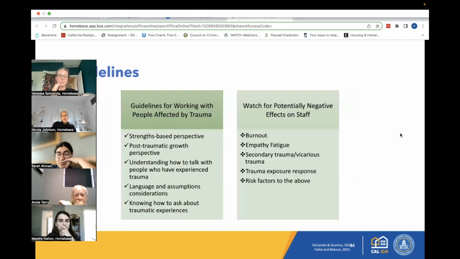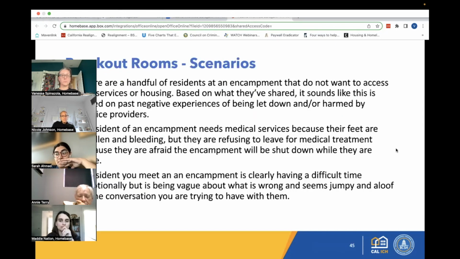So some guidelines for working with people affected by trauma, which means everybody. We use a strength-based perspective. We think about understanding how to talk with people who have experienced trauma. We take into account cultural language and assumptions, and we know how to ask about traumatic experiences. Some things to watch out for that might be negatively impacting staff: burnout, empathy fatigue, secondary trauma, trauma exposure responses, and all of the risk factors for everything we've discussed. We can go to the next slide, please.